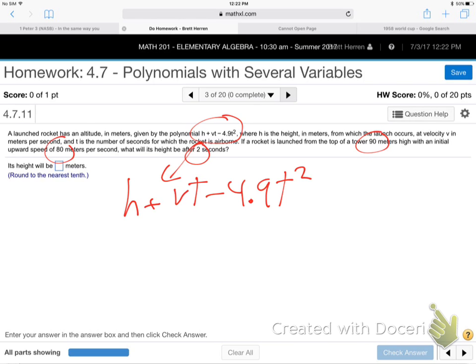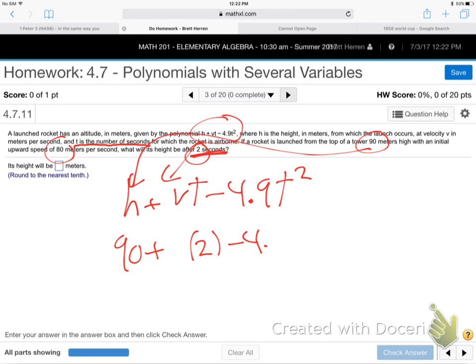90 meters high. You think that's h or v or t? 90 meters high? That's got to be h. Height, huh? Okay. 2 seconds. Well, notice what it says right here. t is the number of seconds. So 2 seconds, that's t.